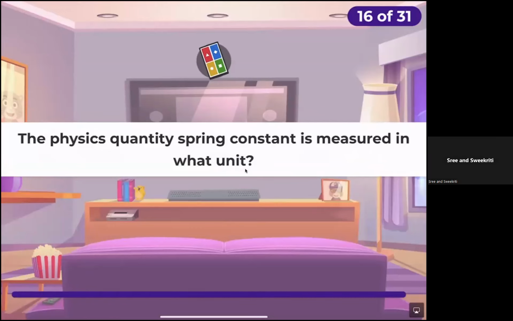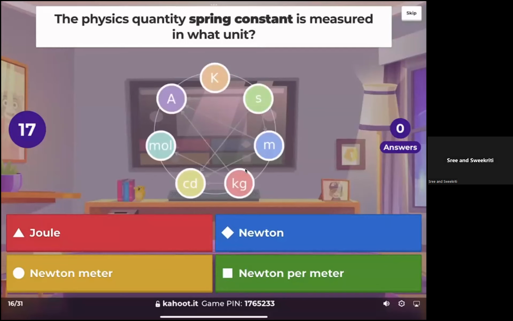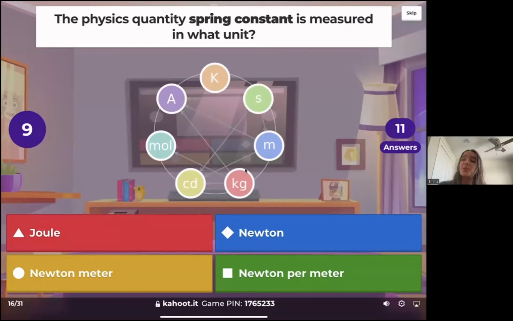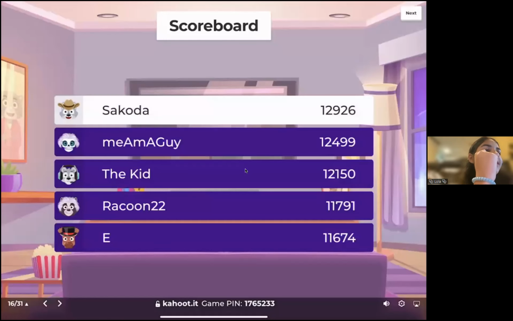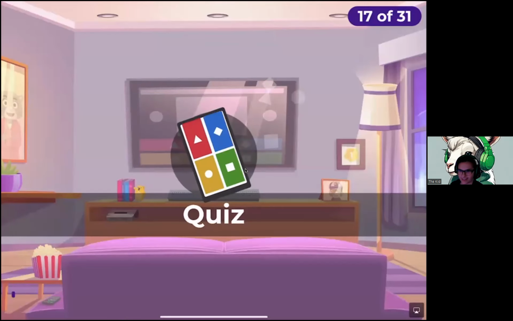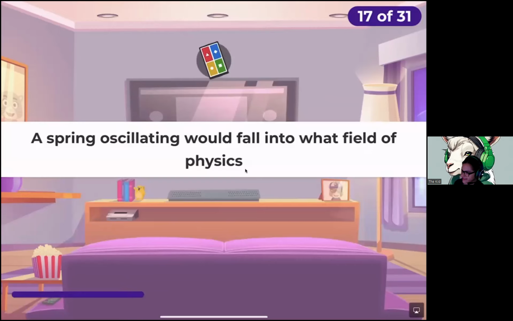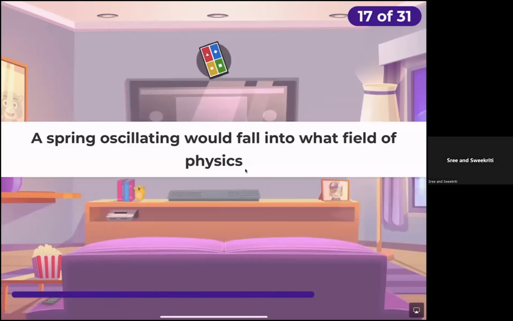Spring constant is represented in Newton per meter. I think it's Newton meter. My reaction timing is a little too reactive. Wait, I have an idea. What if we all pin Emma? Nobody got it. Did no one get that right? A spring oscillating would fall into the field of physics.